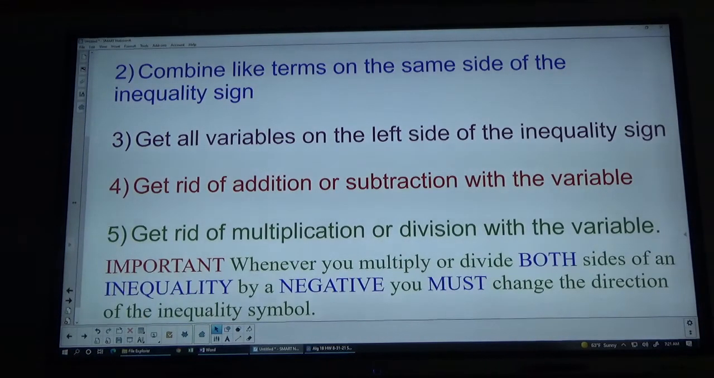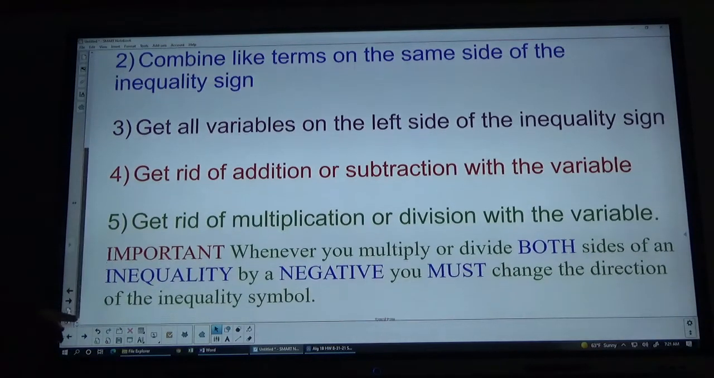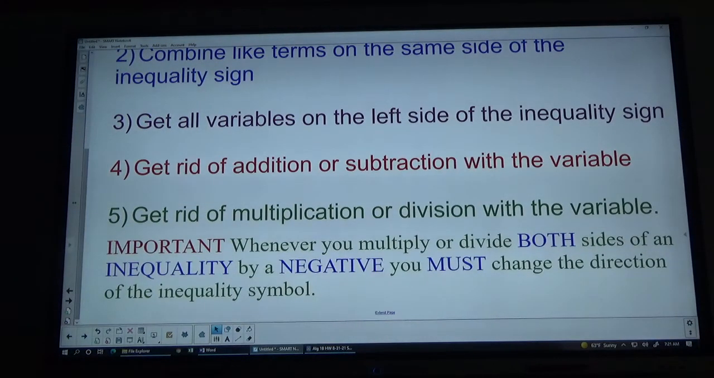But what's important here is whenever you multiply or divide both sides of an inequality by a negative, you must change the direction of the inequality symbol. Now, if you need to, you can always rewind and pause the video as needed so that you can take notes on what's on the board.